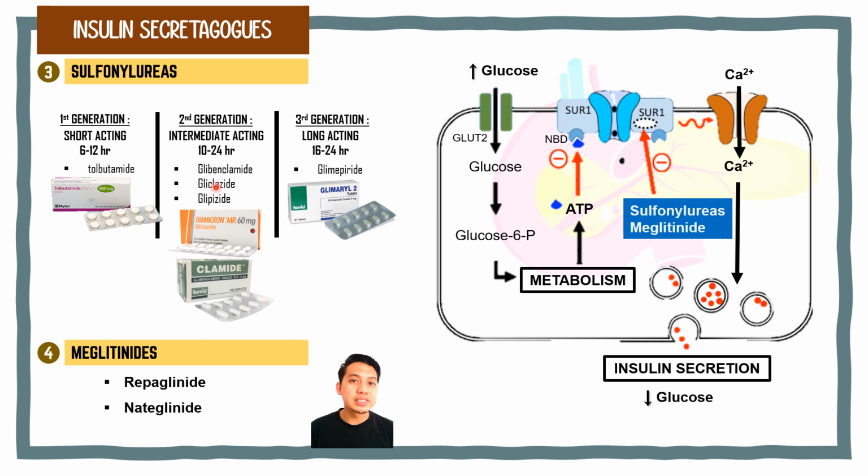The sulfonylureas and meglitinides share the same mechanism of action. Both of these classes of drugs bind to sulfonylurea 1 receptors, or SUR1, which will cause closure of the ATP-sensitive potassium channel in the beta cell. It will inhibit the efflux of potassium ions through the channel and result in depolarization. This depolarization will open a voltage-gated calcium channel and result in calcium influx and the release of insulin.